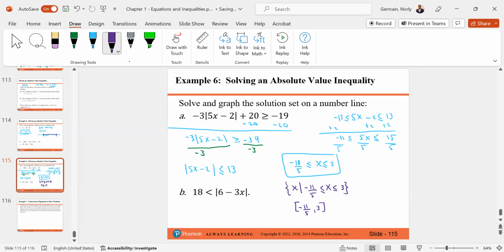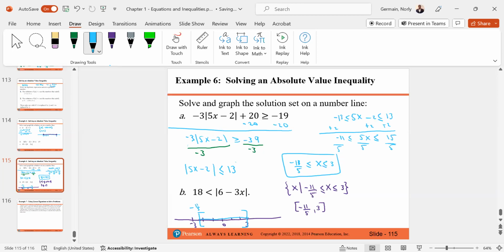On a number line, where we have 0, 1, 2, 3, and negative 11 divided by 5 gives us negative 2.2, between negative 2 and negative 3. So it is really a closed interval, and negative 11 over 5 is right there.